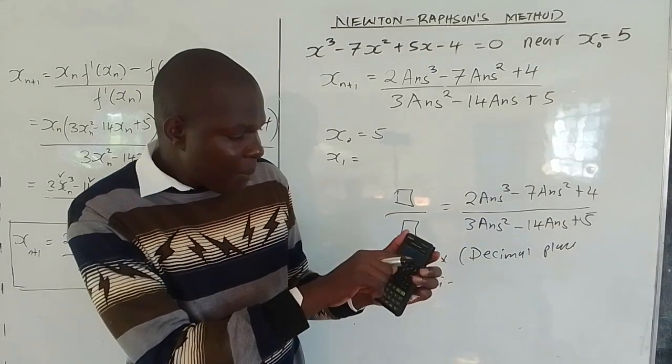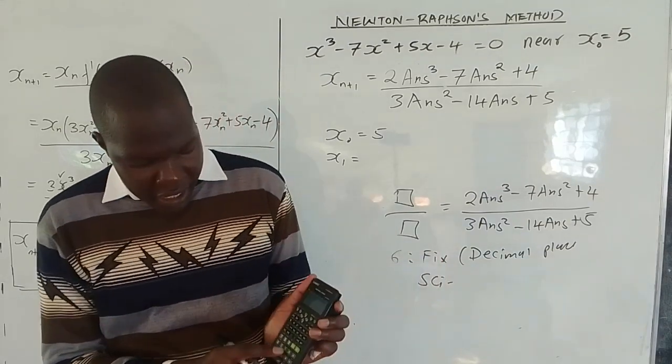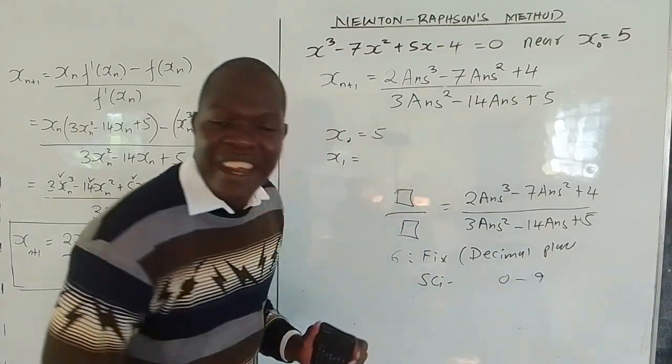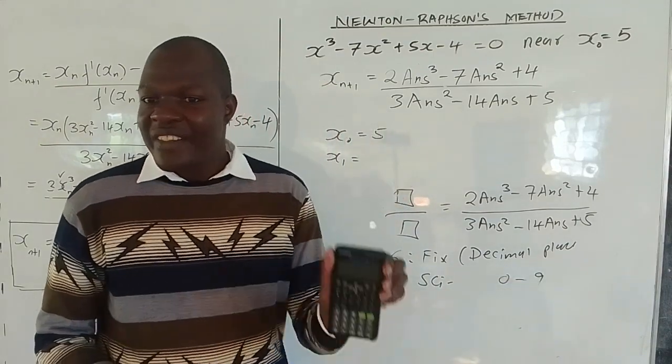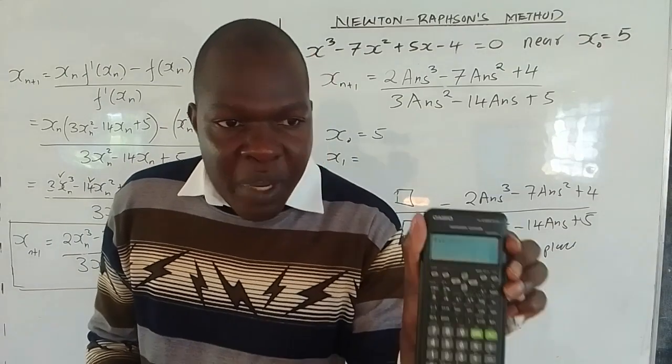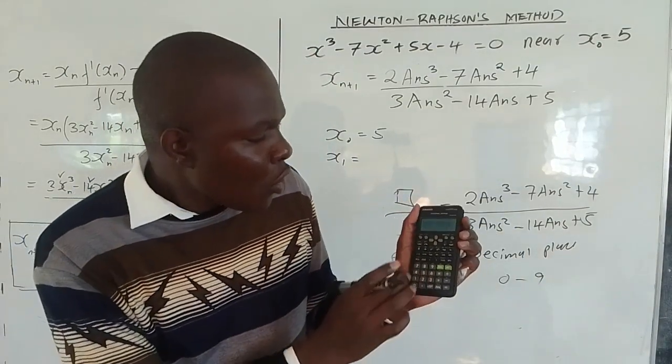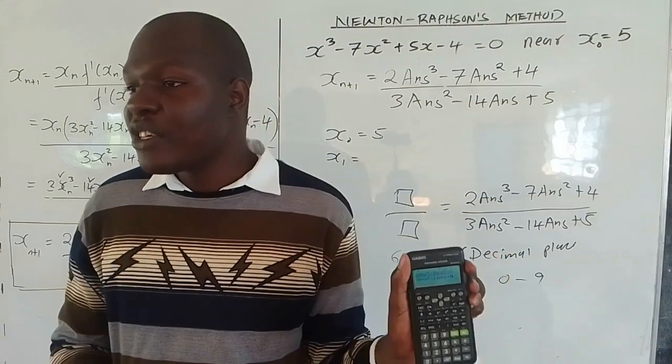So if you press number 6, like in case of this calculator, it tells you that this calculator can give you between 0 to 9 decimal places. Then you select the number of decimal places you want. How many have you been told to use? 8. So you press number 8 to show that you've selected 8 decimal places.